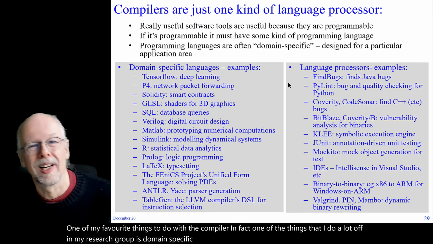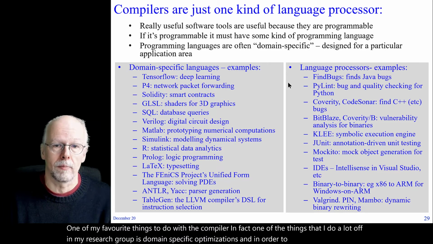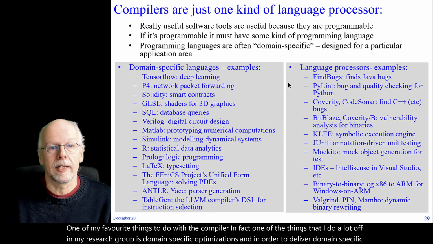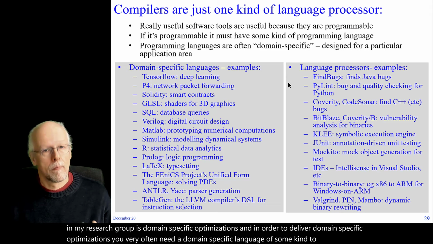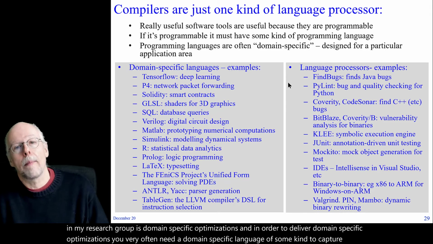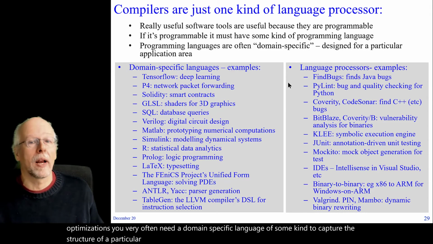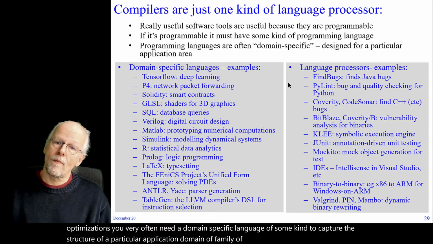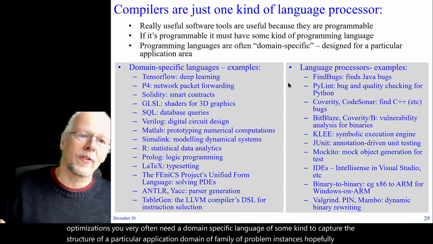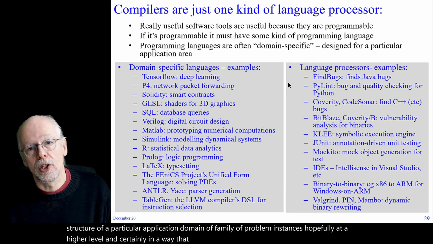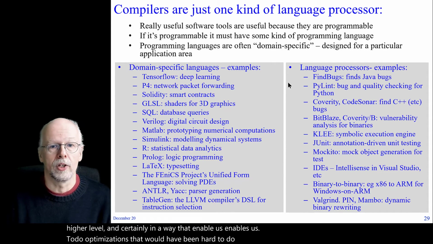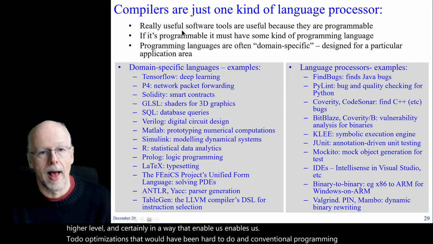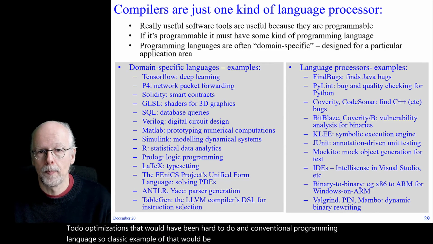And in order to deliver domain-specific optimizations, you very often need a domain-specific language of some kind to capture the structure of a particular application domain, a family of problem instances, hopefully at a higher level, and certainly in a way that enables us to do optimizations that would have been hard to do in a conventional programming language. So a classic example of that would be something like TensorFlow.